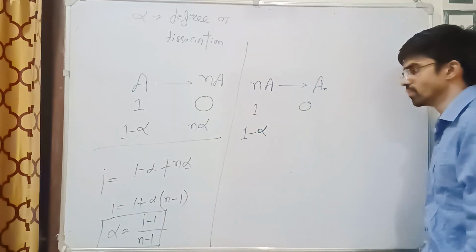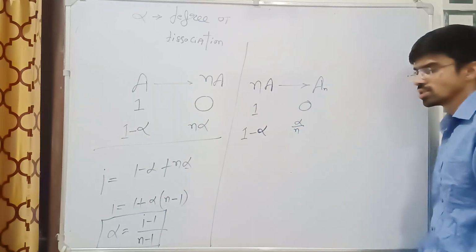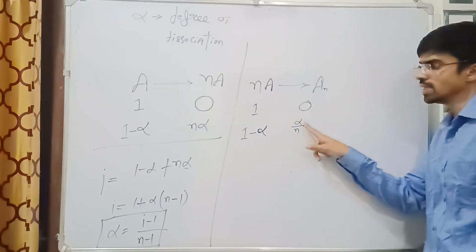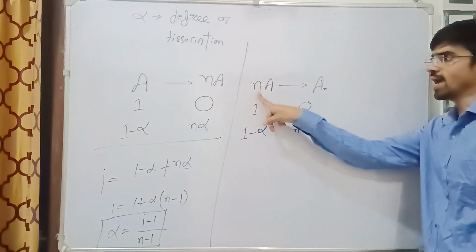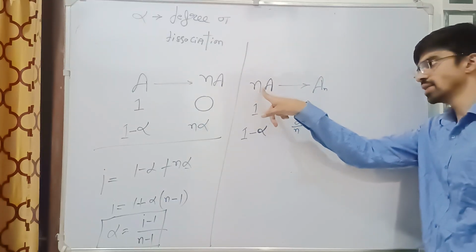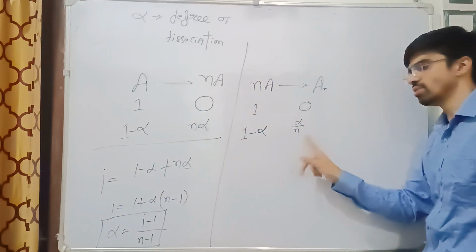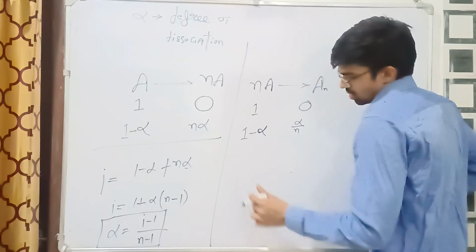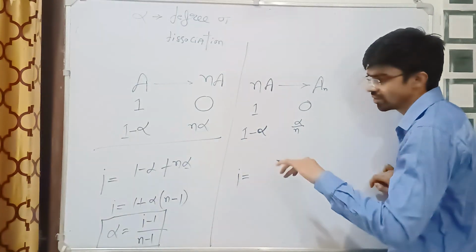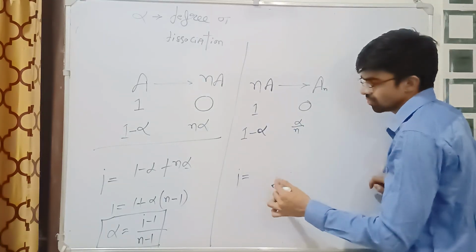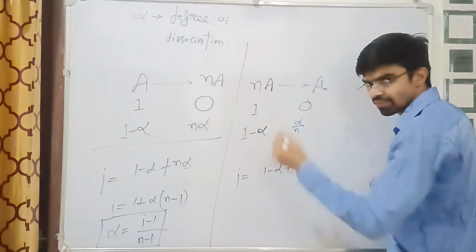dissociated from 1 mole, now what you will get? Alpha by n particle, because that alpha particle will be associated, not dissociated. So in the case of association, that n number of alpha particles are now associated. So we will write it like alpha by n. Now how can you find the value of i? So i is equal to the number of particles after upon before. So after you will have 1 minus alpha plus alpha by n, and before you are having 1.